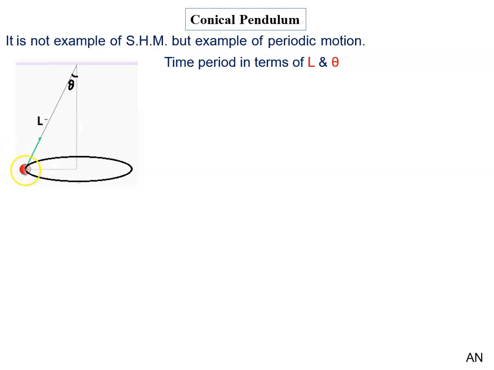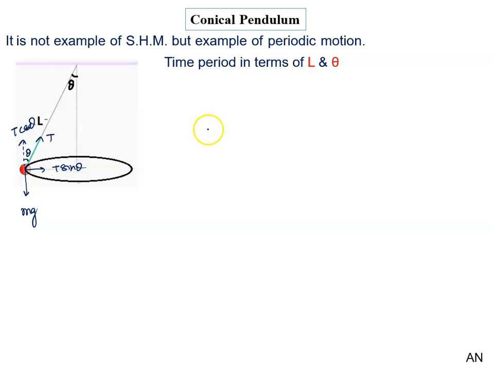First of all, we draw the free body diagram. Here the weight will act, that is mg. In the string, tension will act, that is T. If that angle is theta, of course this angle will be theta. This is taken as T cos theta and this component is taken as T sin theta.